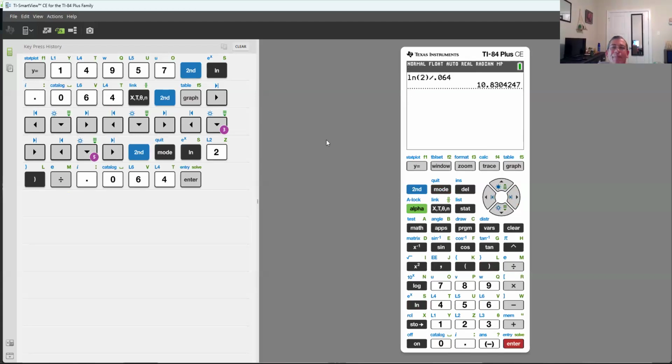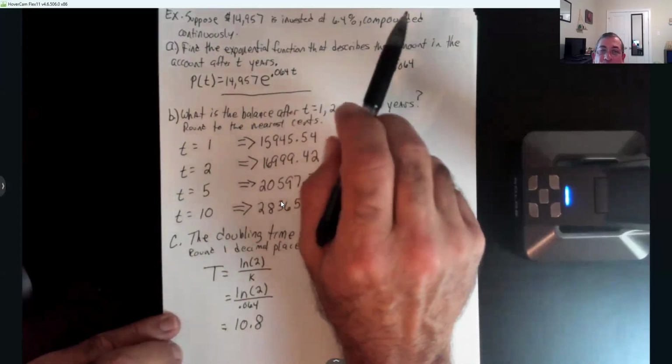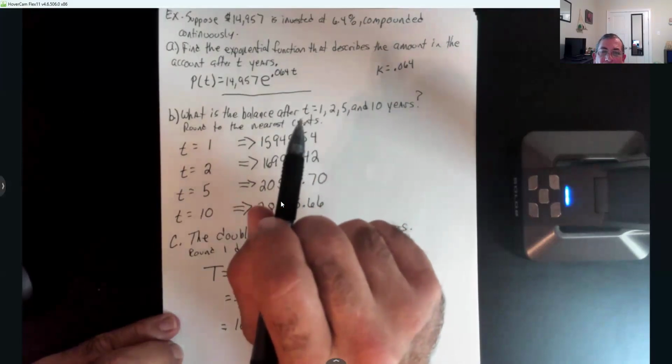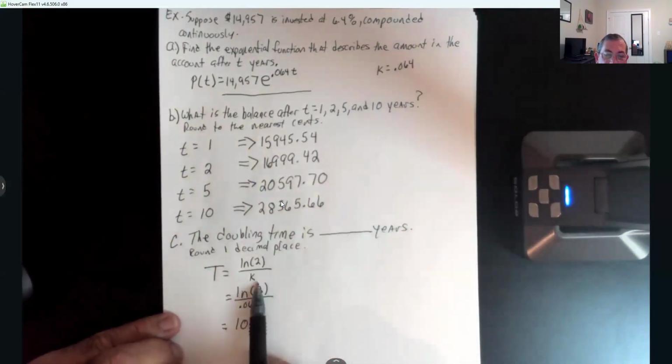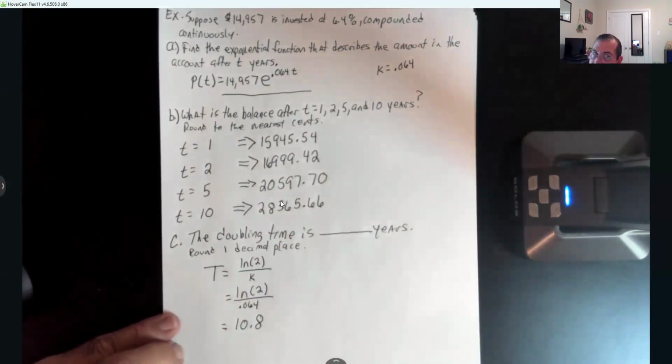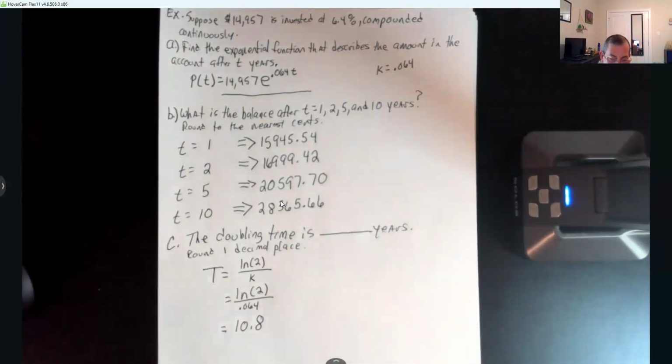Good job, Jackson. Perfect. So if you ever get continuous compounding and you know what your interest rate is, you can see how long it'll take you to double your money in that account, okay?